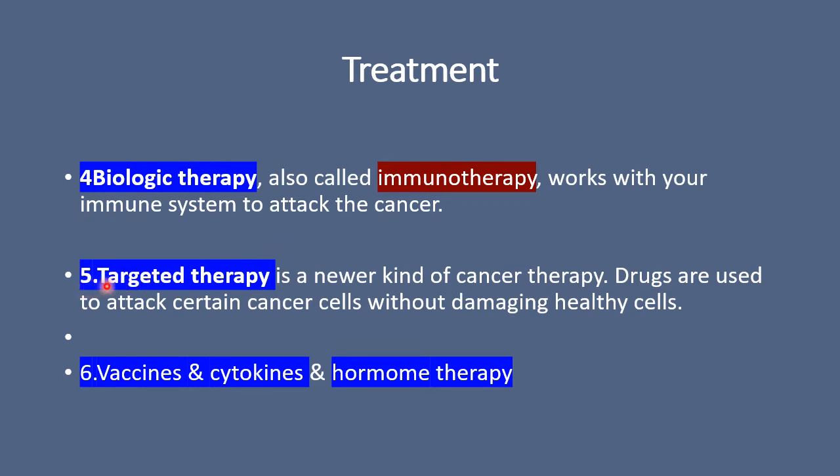The next mode is targeted therapy, which is a newer kind of cancer therapy where drugs are used to attack and kill certain cancer cells without damaging the healthy cells. And then the last of the treatments are the use of vaccines and cytokine treatment, and also hormonal therapy. These are all in the early stages and not very widely used in most cancers.